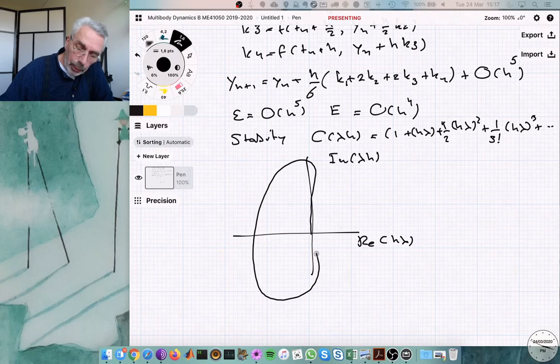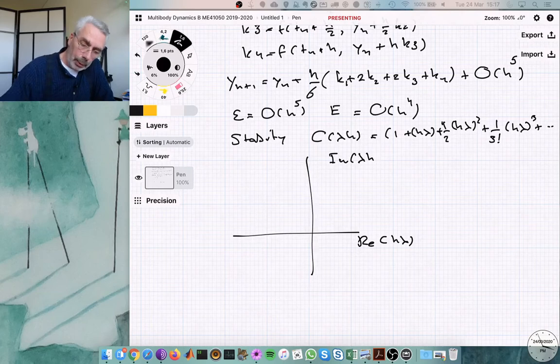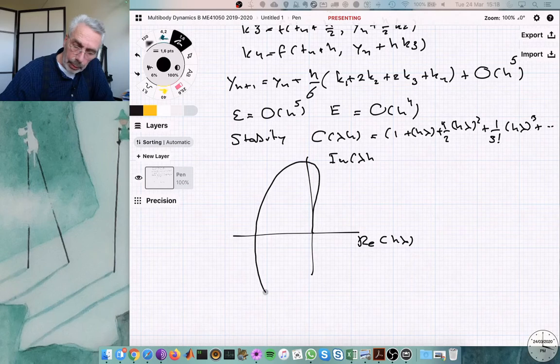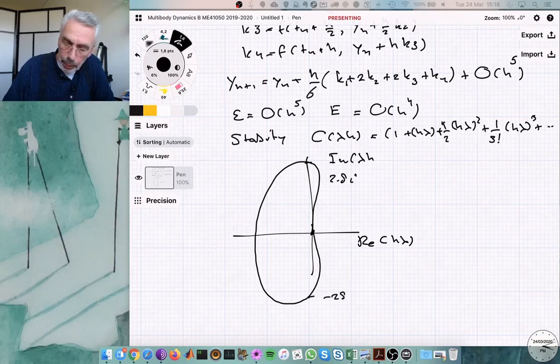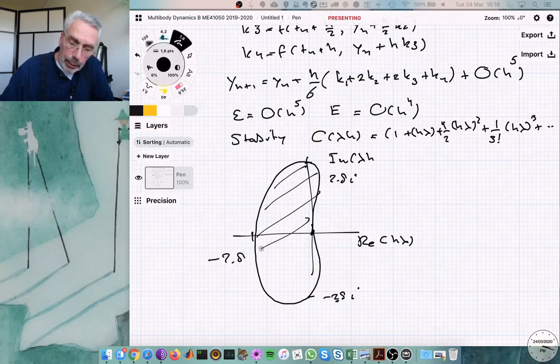I always have to think of a kidney when I do this. I have to redraw it a couple of times, so it should be symmetric, and it's not really symmetric. Something like this. It should be like a kidney, point 0 here, and then this is about 2.8 i, and this is about minus 2.8 i, and this is also minus 2.8. Anyway, this area enclosed, so this is stable.